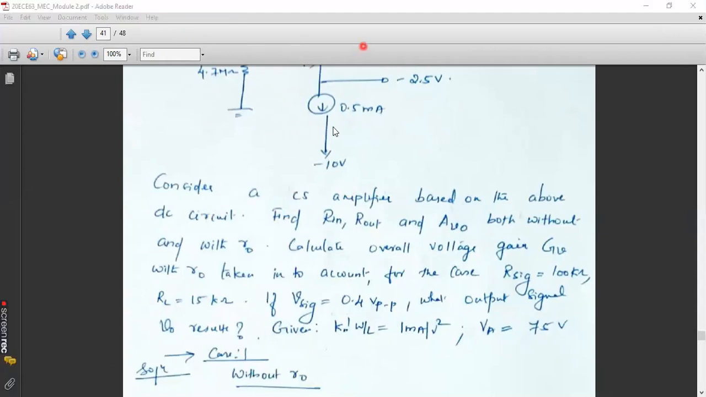Consider a CS amplifier based on the above DC circuit. Find Rin, Rout, and Av0, both without and with ro.